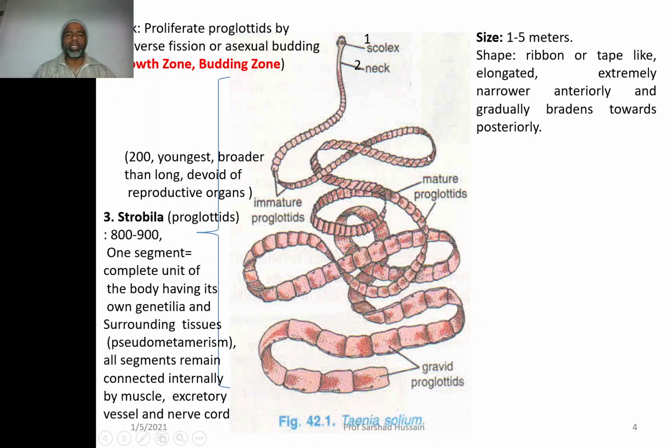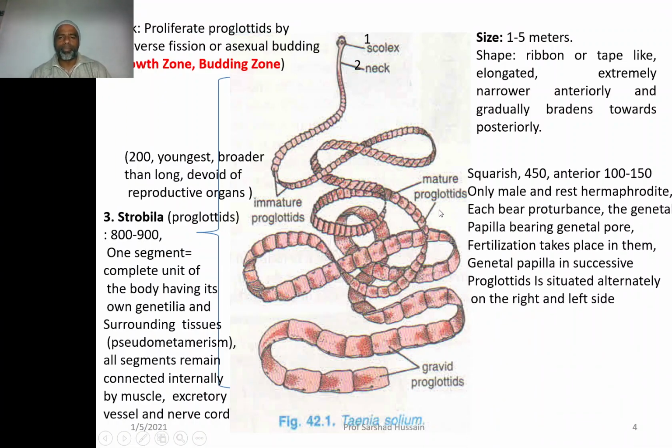So because they are new and young, they don't have a developed reproductive system. Then next are the mature proglottids. The mature proglottids number from 100 to 115. They are squarish, as broad as long. Sorry, among the 450, the anterior 100 to 150 are only male. So when the reproductive system starts developing in them, it is the male reproductive system which develops first.